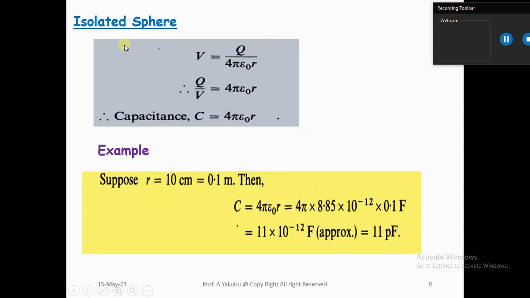For an isolated sphere, the voltage is just charge divided by 4 pi E naught R. Remember our last lesson where we said the electric field intensity for an isolated sphere is charge divided by this. The same thing we're talking about here. Charge all over voltage is what? The capacitance. So capacitance, charge over voltage, is equal to 4 pi E naught R, and therefore our capacitance is 4 pi E naught R. Because this charge comes down here, we'll be able to cancel it out with this charge, and then you'll be left with this.